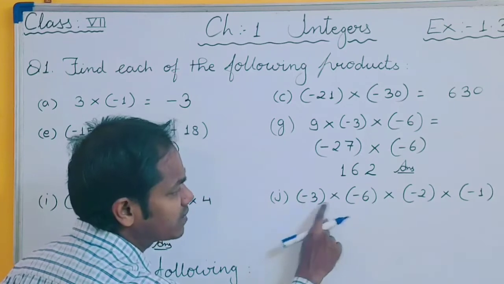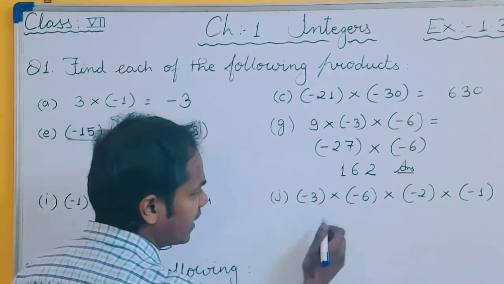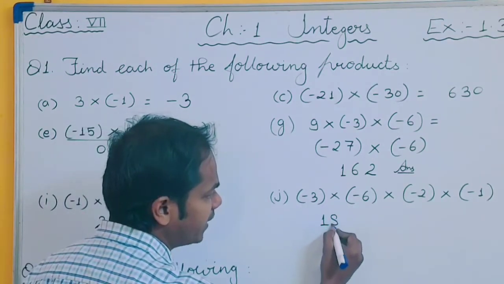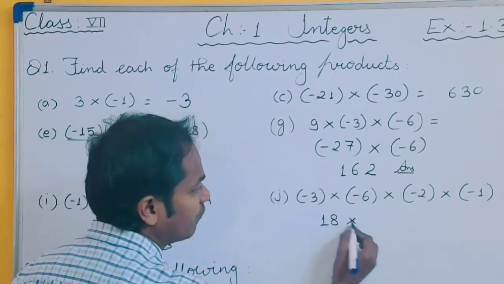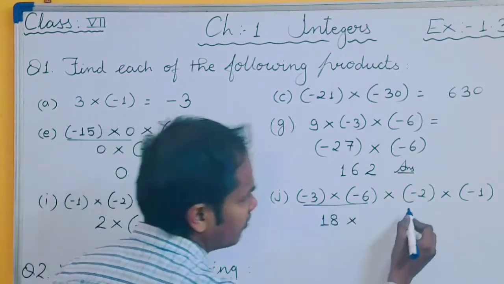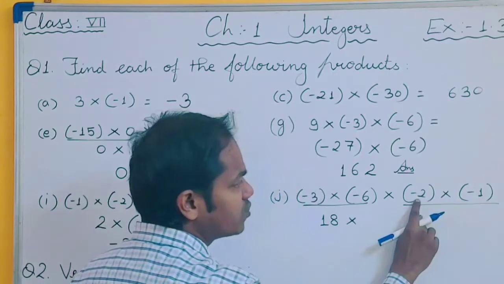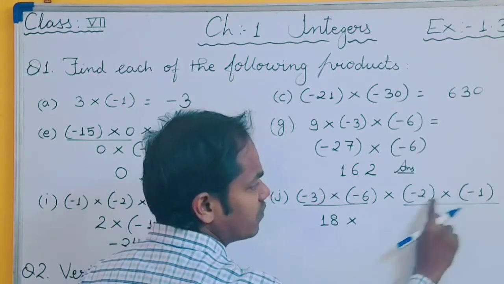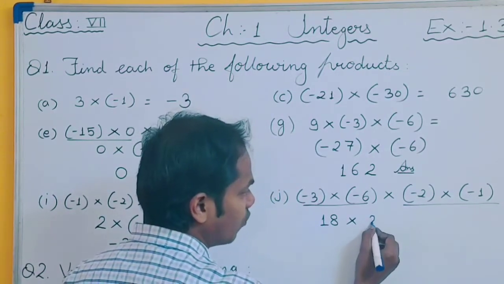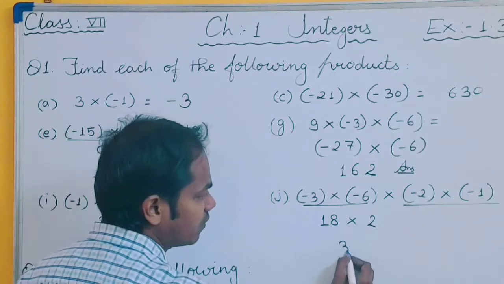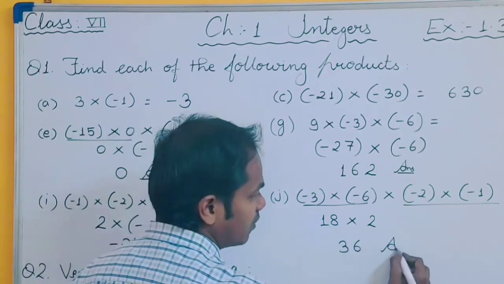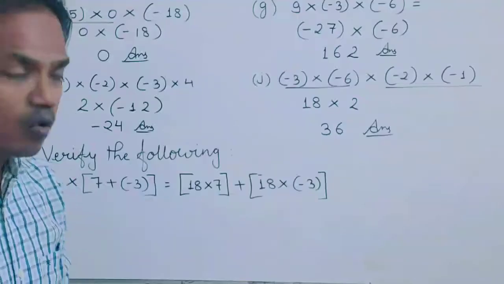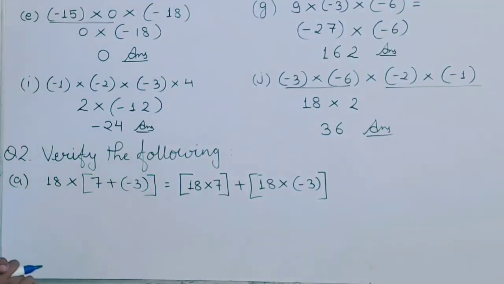Again, minus 3 multiplied by minus 6. 6 3s are 18. So it will become plus 18. First I will multiply these 2. Now I will multiply these 2. Minus 2 multiplied by minus 1. 2 ones are 2. 18 twos are 36. Your answer is 36. Question number second is verify the following.